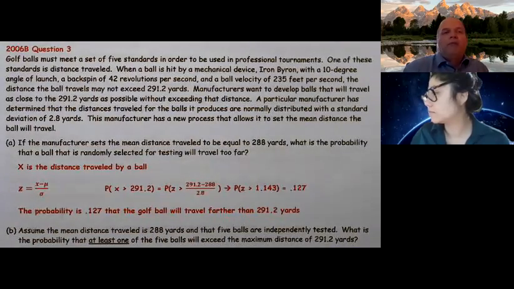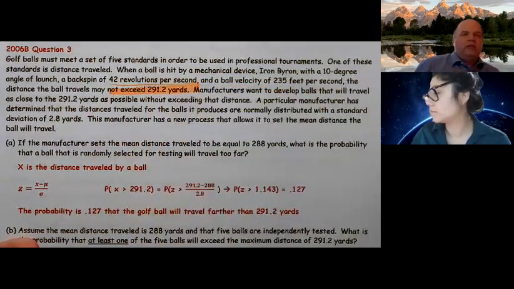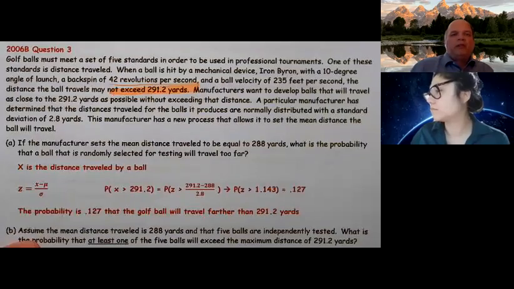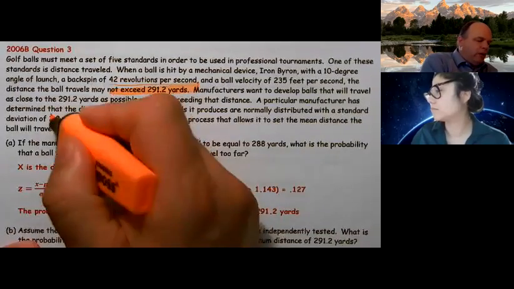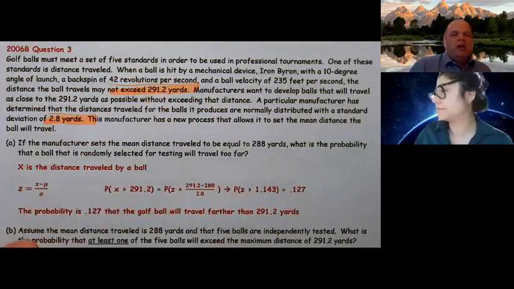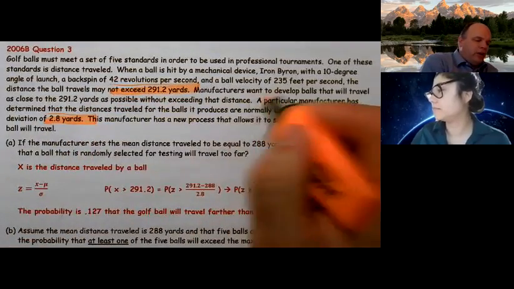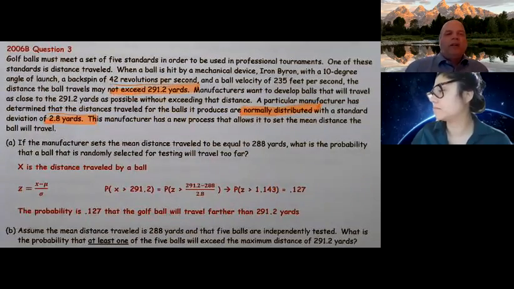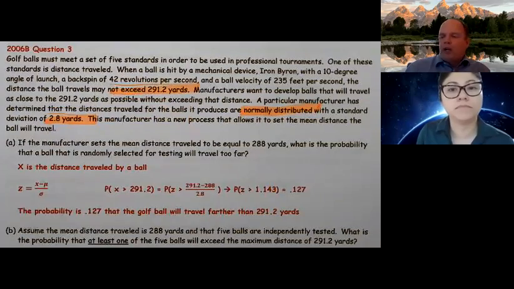they're trying to determine how far a golf ball can go, and they tell us it cannot exceed 291.2 yards. And this particular manufacturer has created one with a standard deviation of 2.8. All right. And they also tell us here that it's normally distributed. And that's really important because that lets us know that we can work with a normal curve. So if the manufacturer sets the mean distance traveled to be equal to 288 yards, what's the probability that a ball that is randomly selected for testing will travel too far?